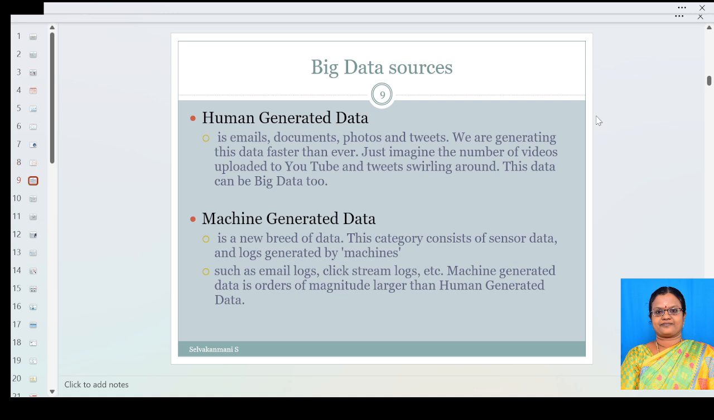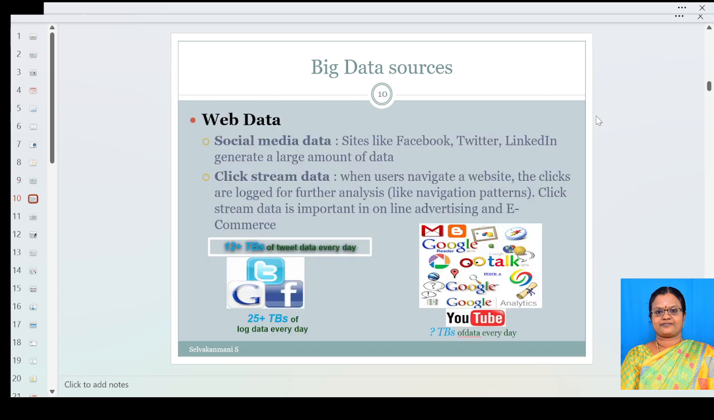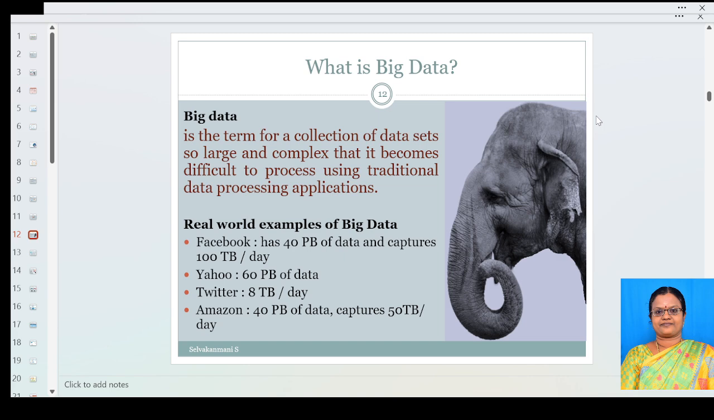So big data sources we can categorize like this: human generated data, machine generated data, web data, sensor data.